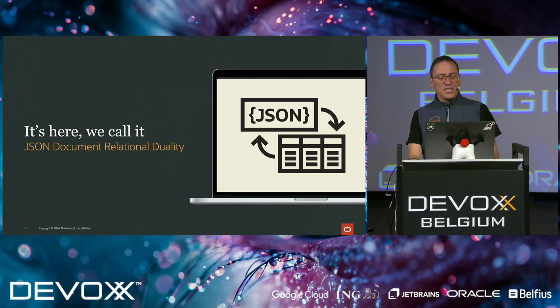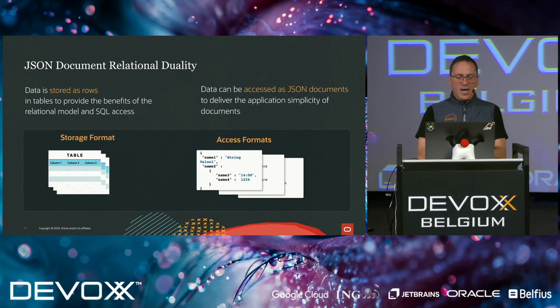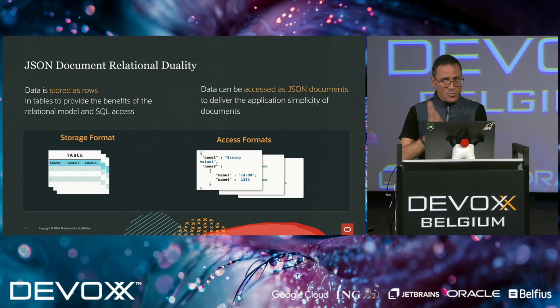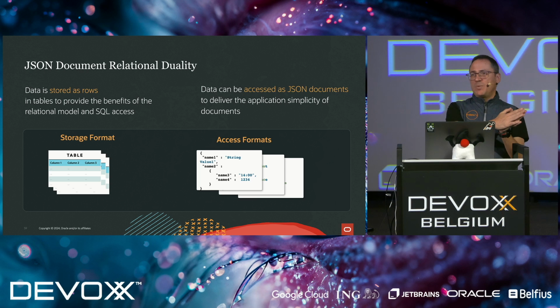So we call this feature JSON document relational duality, or JSON relational duality views. This is a way for you to define mappings between the document world and the relational world. You can do it in a couple of ways. The storage format continues to be relational, but the way that we expose the data will be document.